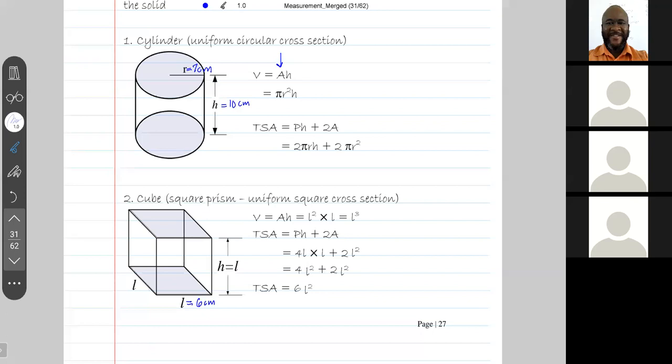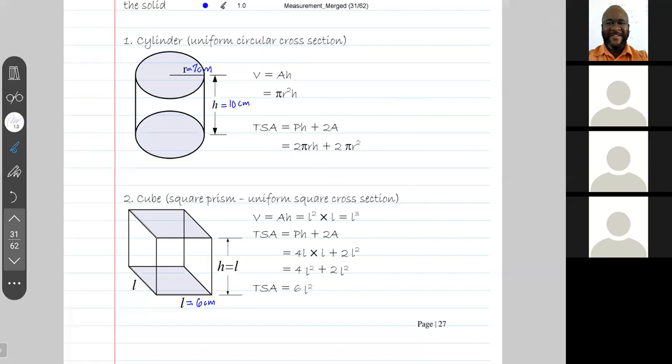P in the formula is the perimeter of the uniform cross-section. Guys, what do we call the perimeter of a circle? Anybody? Sir, the circumference. The circumference, very good. So the formula is PH, which is the same as saying 2 pi RH plus 2A.